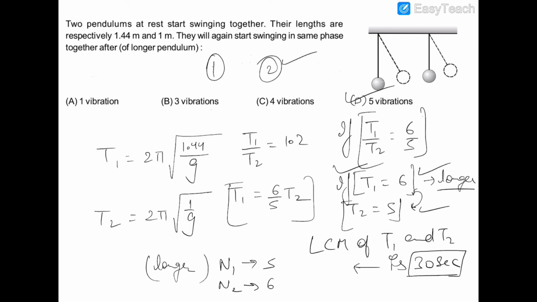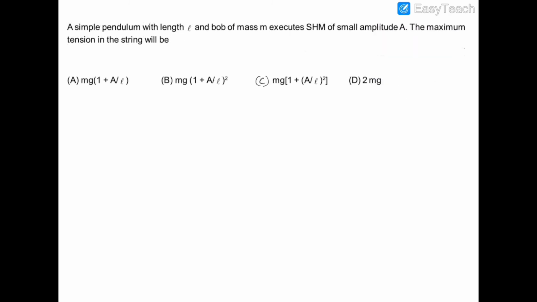Now let's move on to the next question. In this question, there is a simple pendulum of length L and whose mass is m. It is executing small SHM of amplitude A, and we have to find the maximum tension in the string of the pendulum. So let us draw the displaced position and the mean position.